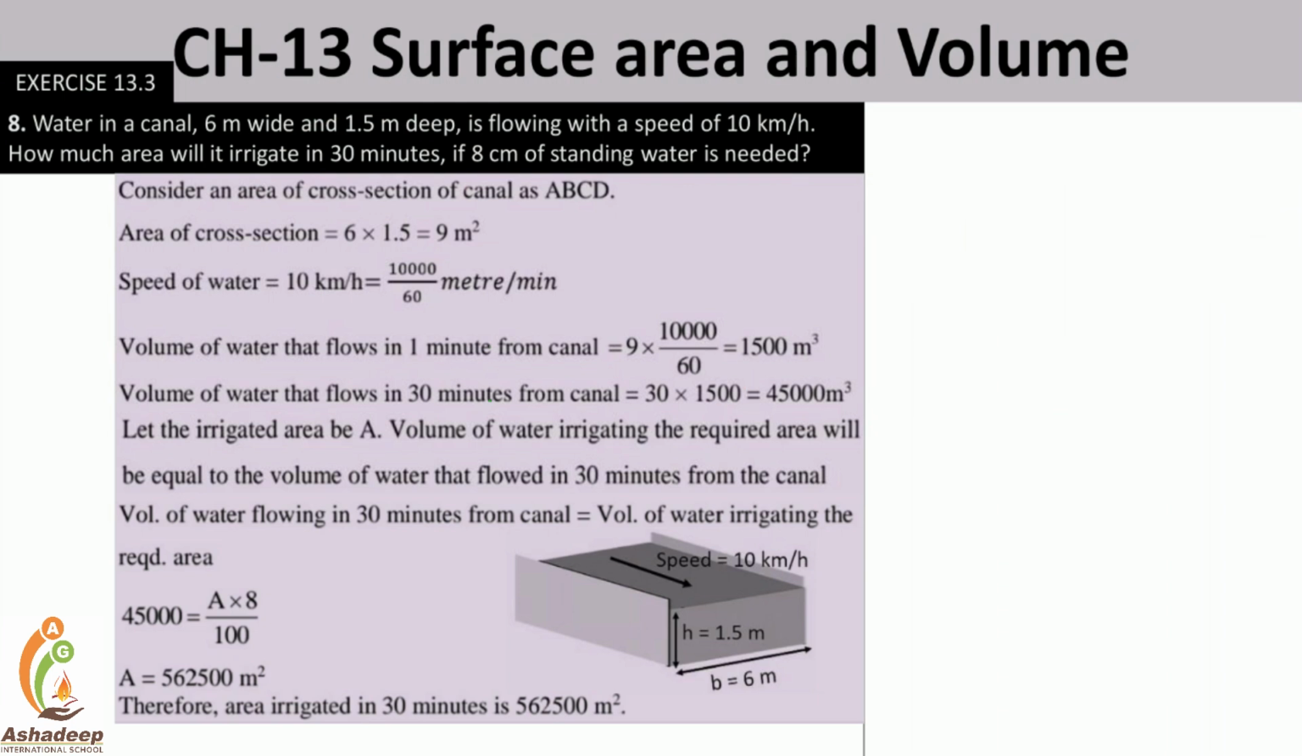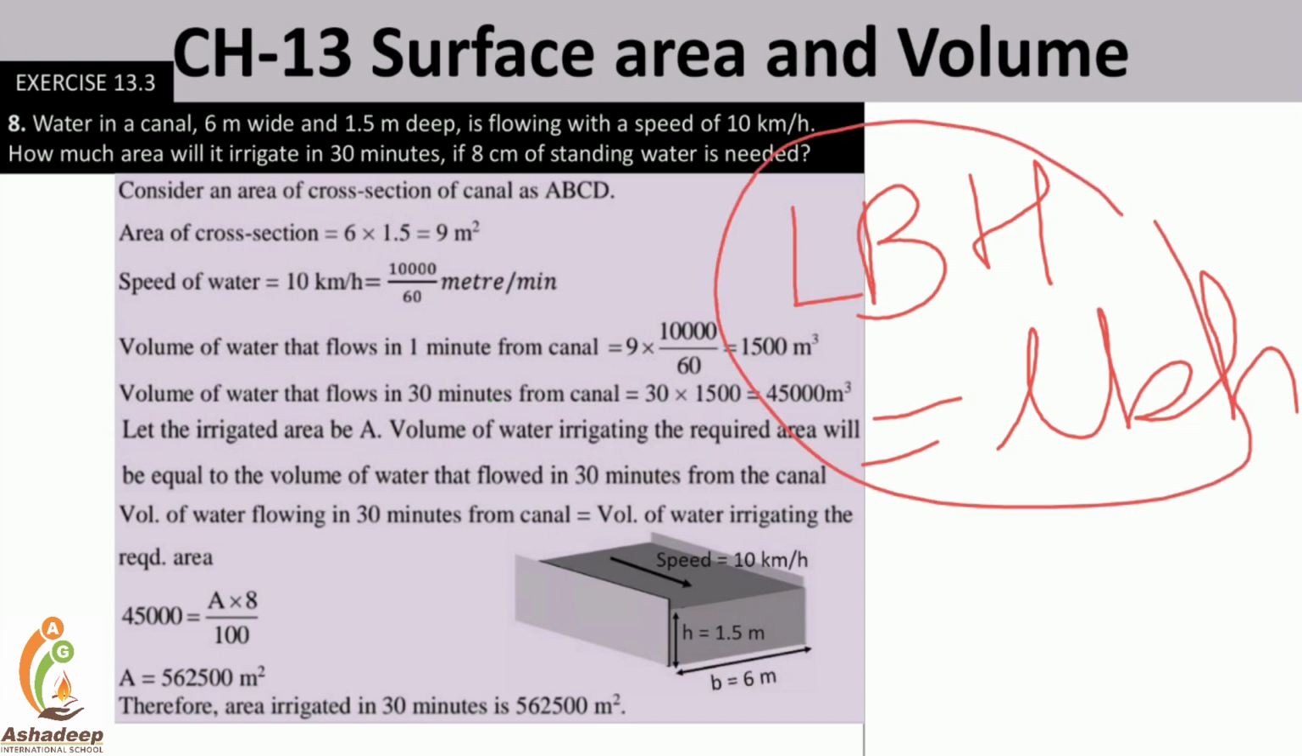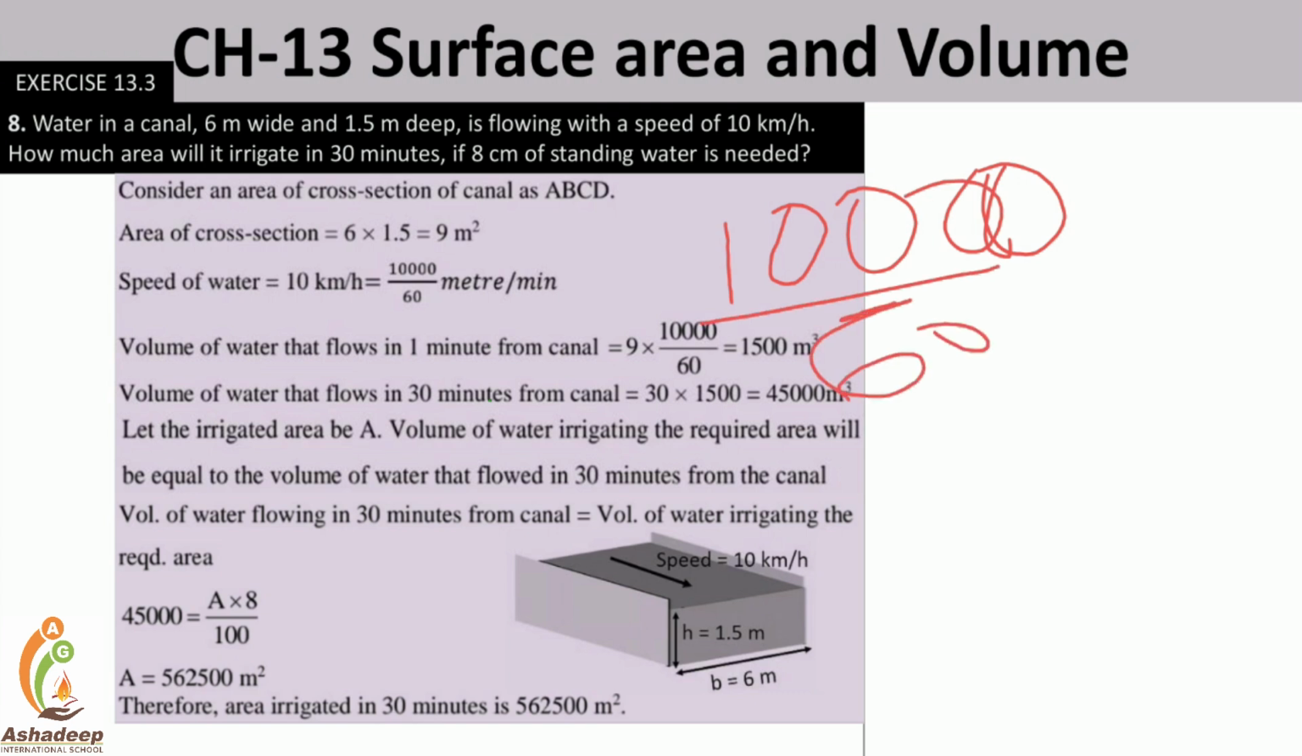Now the volume remains the same. So just focus on what I write here. Capital LBH is equal to small lbh. So what is the capital L? Just write this down in your notebook or in a rough notebook, whatever you have with you right now. So capital L is nothing but 10,000 divided by 60, multiplied by T.